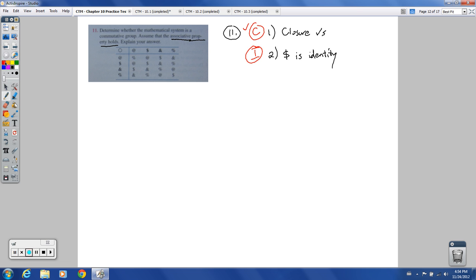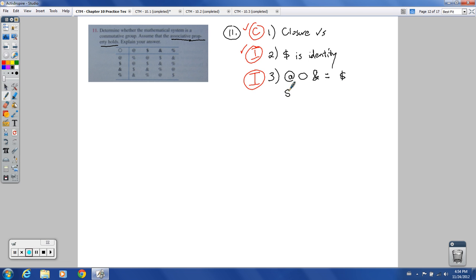So does this check out? Sure does. So next, let's check the other I, the inverse for each element. Does each element have an inverse? It's something you can do the circle to for each element to get you back to the $ sign symbol. So @ circle what gives me the $ sign? Circle ampersand gives me the $ sign. So the @ symbol, circle ampersand, equals the $ sign.